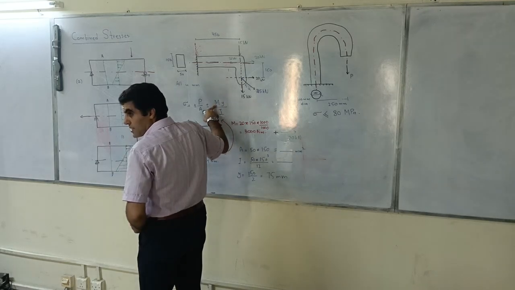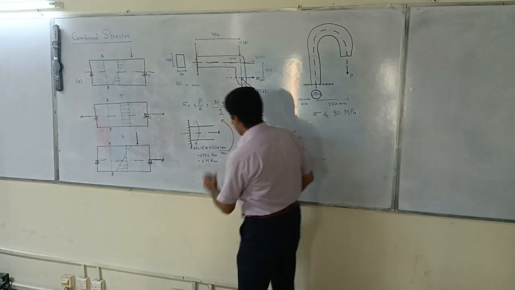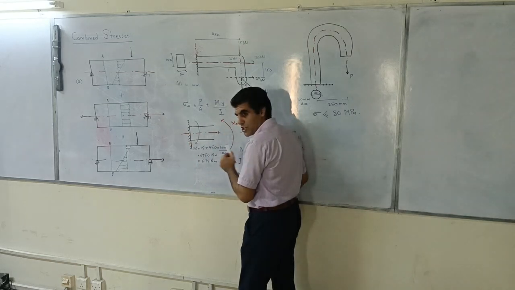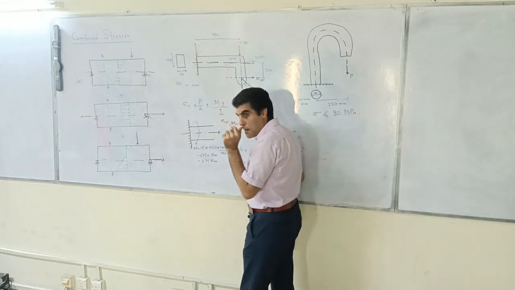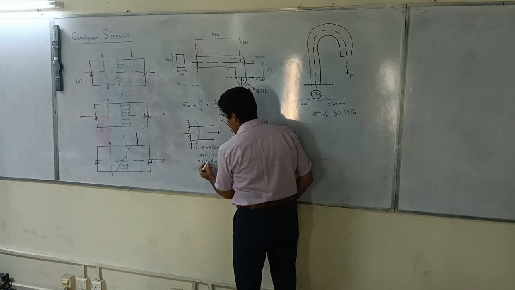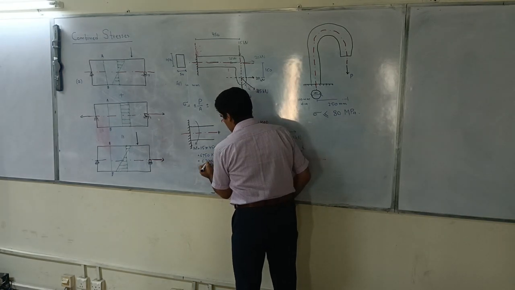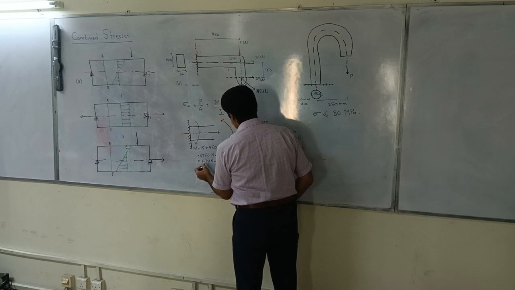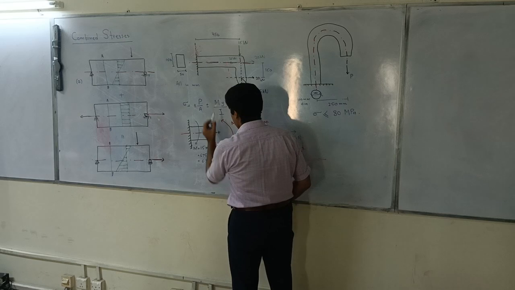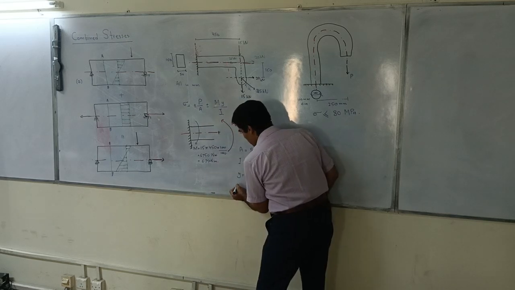This moment would be this minus this, whichever is bigger. So you see 3000 minus 6750. 6750 is bigger, so just subtract 6750 minus 3000, and that is your moment.